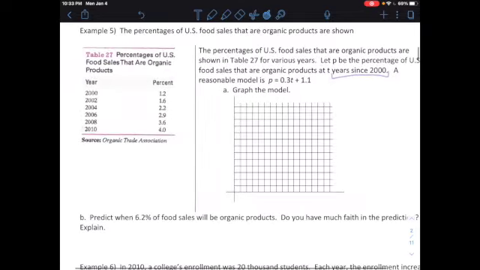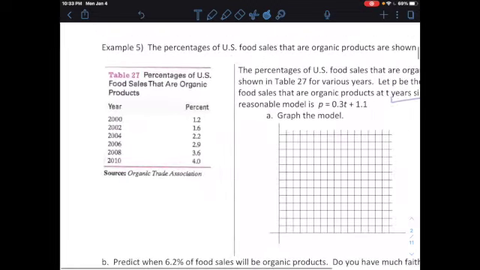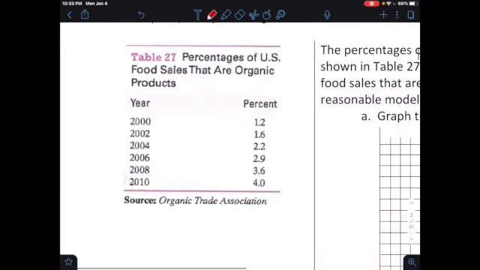First of all, years since 2000 means, if you look at the chart, the very first year is 2000. So therefore, we are going to start that as a 0. Because that's 0, that's at 1.2. When you have 2, that's 1.6, because it starts at 2000. 2000 starting is 0. And then 2, this is 4, this is 6, this is 8, and this is 10. And that is your table.